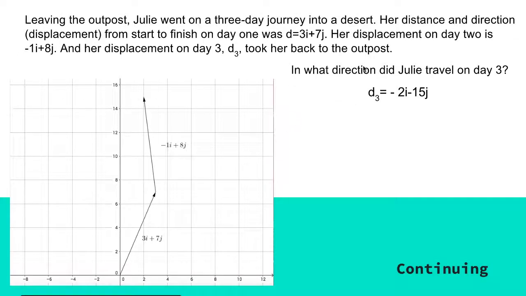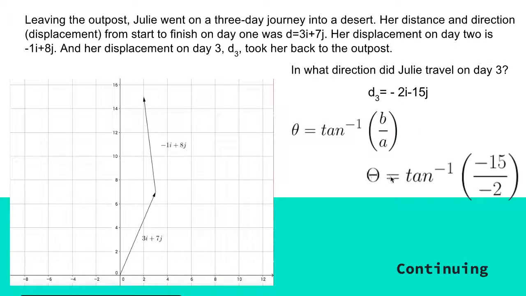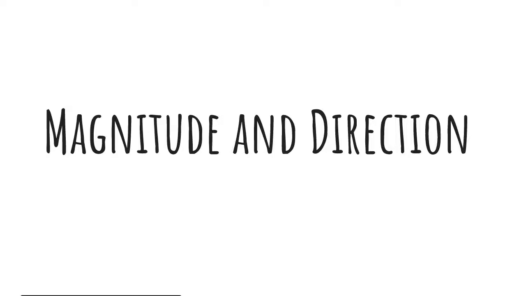Continuing on, in what direction did Julie travel on day 3? We're going to set up our equation, which is theta equals arctan of b over a, and then plug in our x component and our y component. So it'd be theta equals arctan of -15 over -2. Once we do that, we have to add 180 because we want it to be in the correct quadrant. So theta equals 262.4.